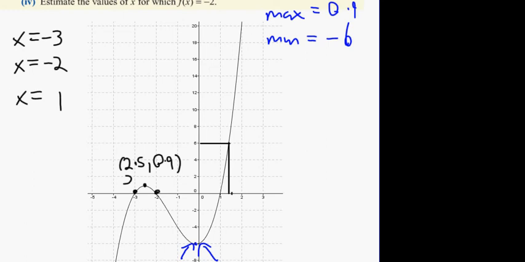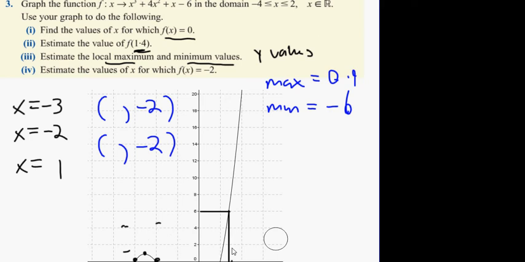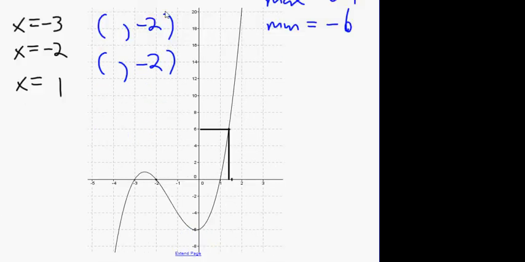Okay? Estimate the values of x for which f of x equals -2. When does your y value equal -2? So you're looking to find out what points on your graph have a y value of -2? Let's find out. So go to y equals -2. Y equals -2 is located where? This point here, isn't it? Go sideways. Alright? And then once you hit the graph, what do you have to do then? Go up, and then the other one, go up.